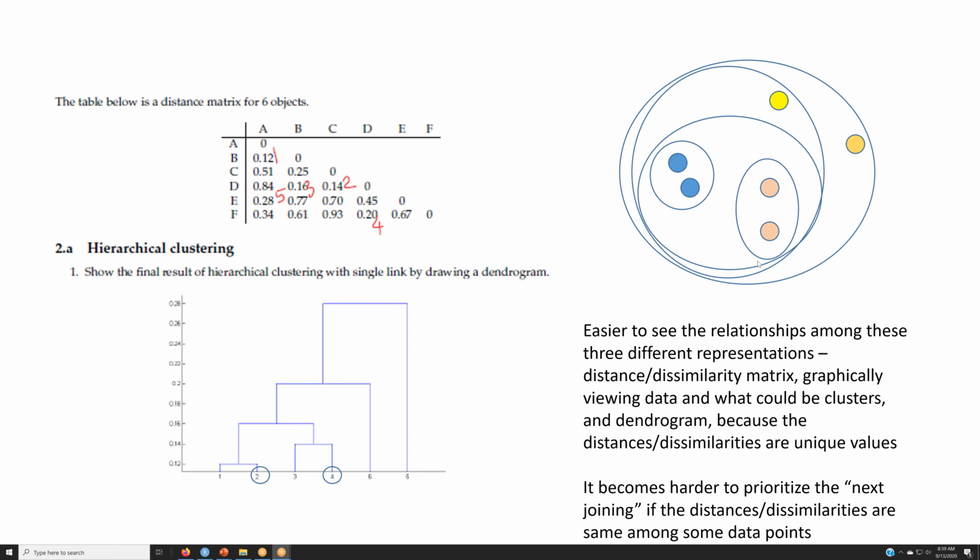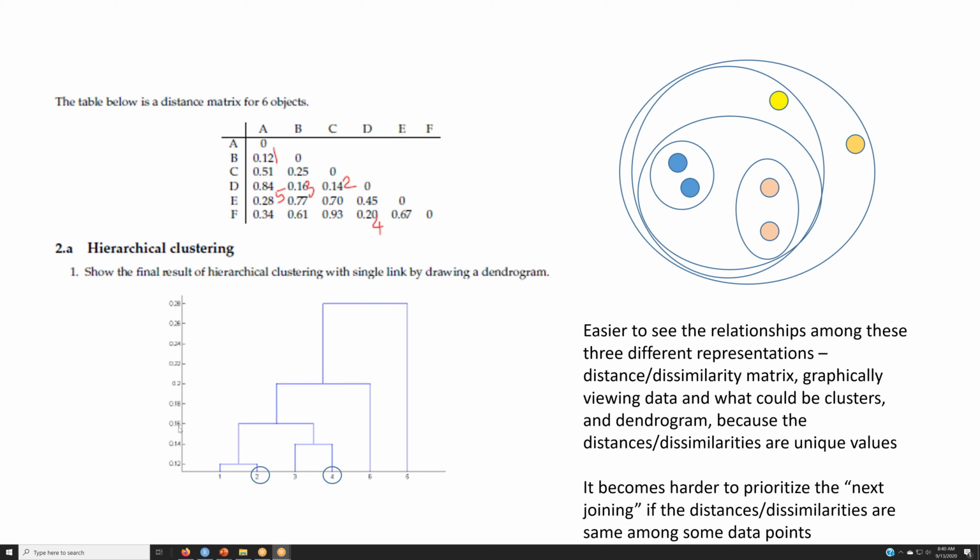The reason why I spend time here is that the moment you understand this, the complete and the average hierarchical clustering methods will be easier for you. Because instead of minimum of minimum, I'm going to say the minimum of the maximums. So in this case, 3 and 4 are getting connected at 0.16. We'll come to the complete momentarily. Just concentrate on this one.